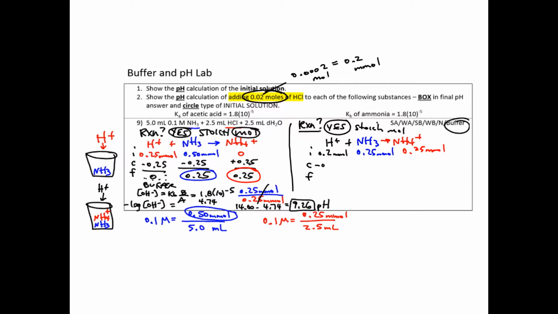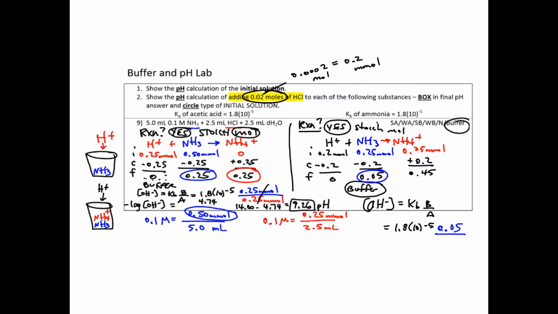So we're going to run out of the H plus, minus 0.2, minus 0.2, plus 0.2. So when I'm all done with this, none of this is left. I only have 0.05 of this, and I have 0.45 of that. And now I'm going to use the buffer shortcut because I still have a buffer. So I'm going to use the OH because I know the Kb. So Kb times B over A. So that's going to be 1.8 times 10 to the minus fifth. I put the base on top, which is 0.05 millimoles. On the bottom, 0.45. And I do the math for this, and I should get 0.00002, and that's going to be the molarity of the OH minus.